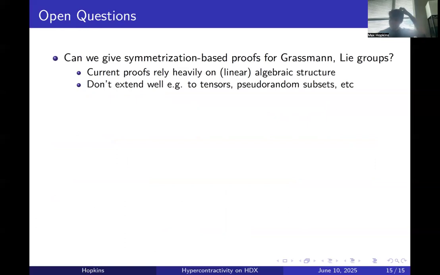Okay, let me end with just a few open questions. My first question is, this method that I've given you so far is fairly specific to n to the d. There's no version of the symmetrization theorem that's known for Grassmann or Lie groups, but it would be incredibly nice if this held. The proofs of these results are unfortunately quite complicated. The Grassmann was simplified somewhat in recent work, but it's still a fairly complicated algebraic proof, and it doesn't seem to extend all that well to objects like tensors or pseudorandom subsets that we want in applications like towards the unique games conjecture. So if you could somehow prove a version of symmetrization on these other extended objects, it might be a very powerful tool, and I would really like to see this.